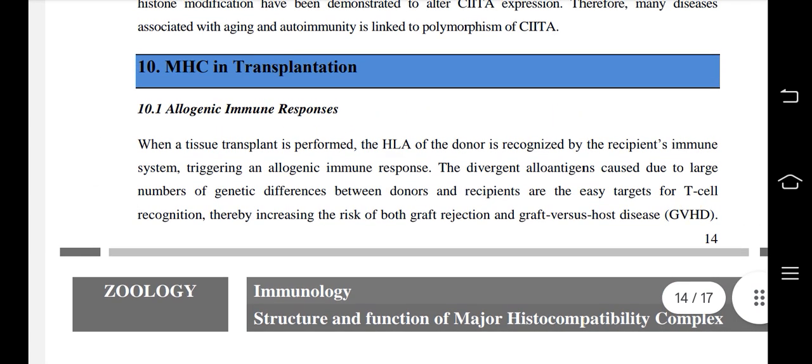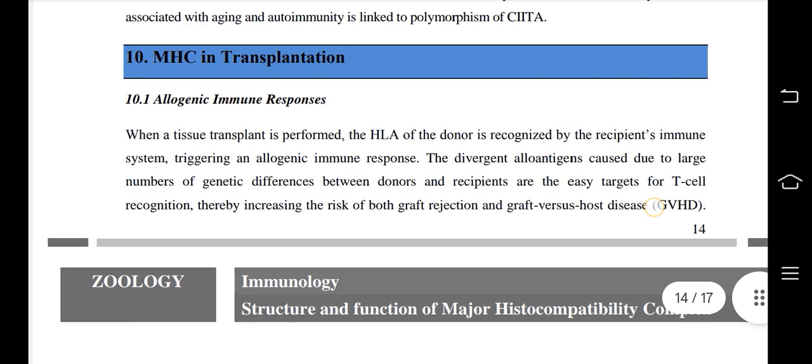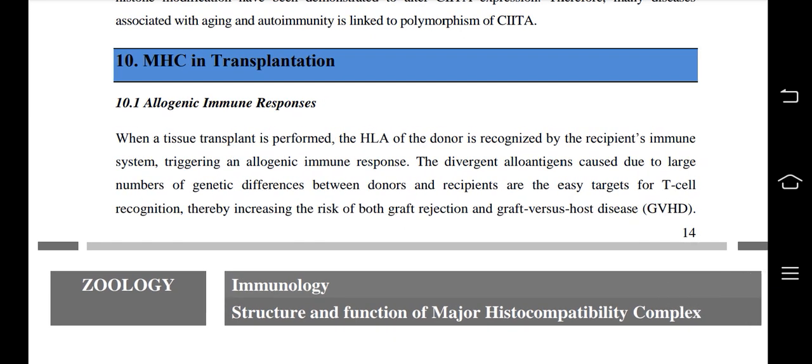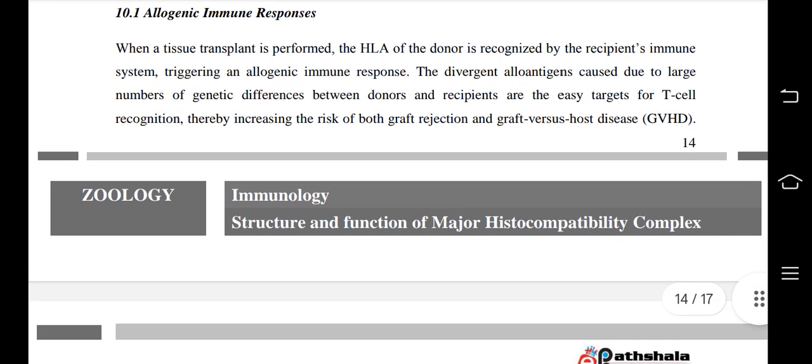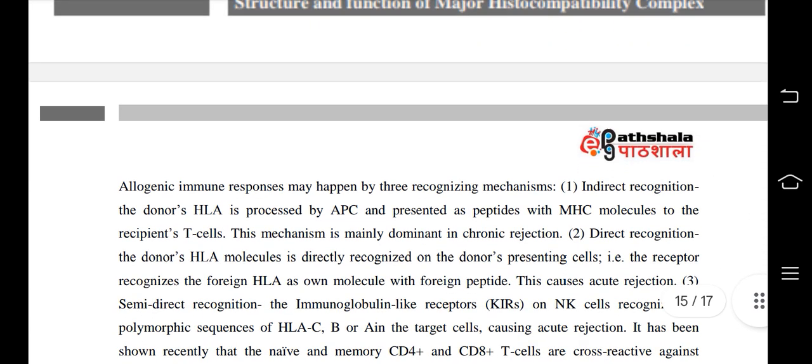MHC in transplantation. Allogenic immune response. When a tissue transplant is performed, the HLA of the donor is recognized by the recipient's immune system, triggering an allogenic immune response. The divergent alloantigens caused by large numbers of genetic differences between donor and recipient are easy targets for T cell recognition, thereby increasing the risk for both graft rejection and graft versus host disease (GVHD).